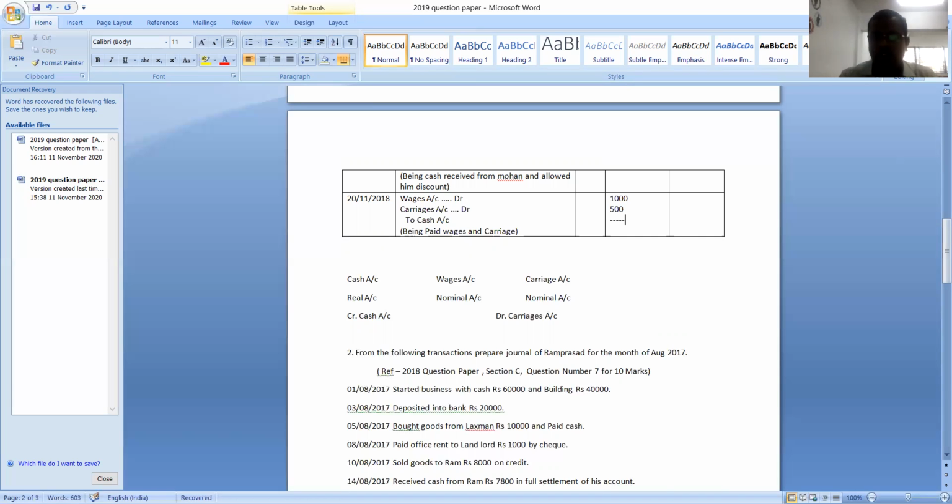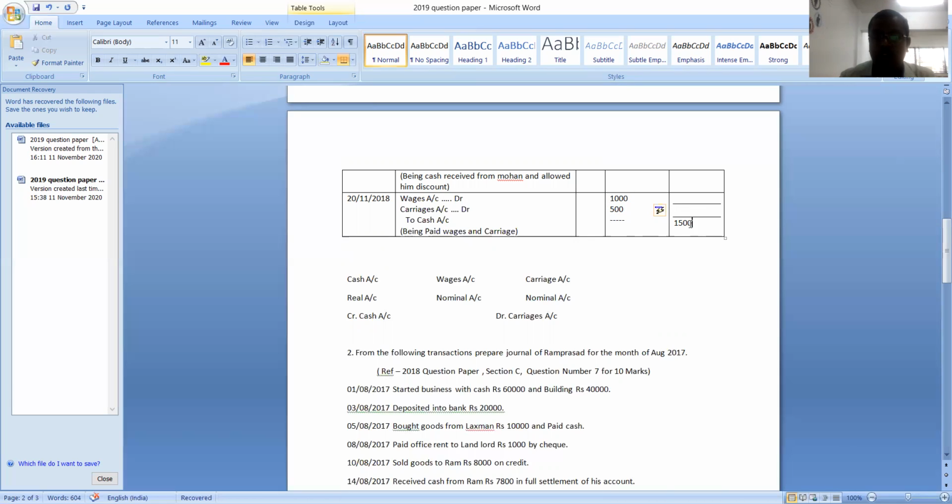Next line will be nil. Then here, first line will be nil, right? Second line will be nil, right? And in the third line here, how much will come? Totally we paid how much cash? We paid 1,500 rupees cash. 1,000 rupees for wages, 500 rupees for carriages. So cash account is credited by how much? It is credited by rupees 1,500.